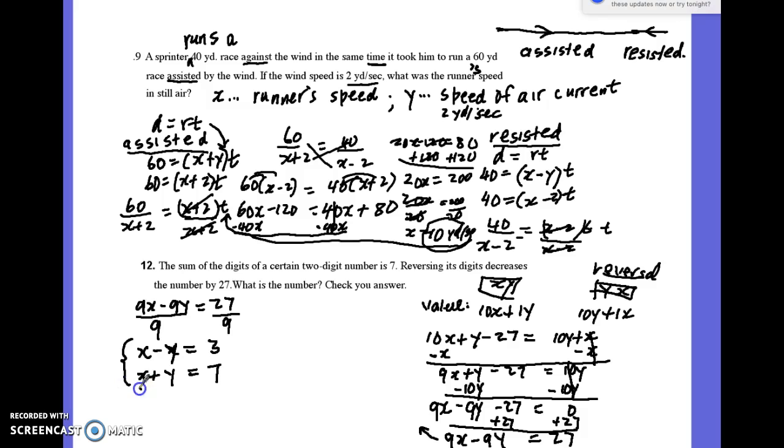You say, how do you do that? Well, we add and we get 2x equals 10. And divide by 2. We get x equals 5. And when we plug this in here, we get 5 plus y equals 7. We subtract 5 from both sides.